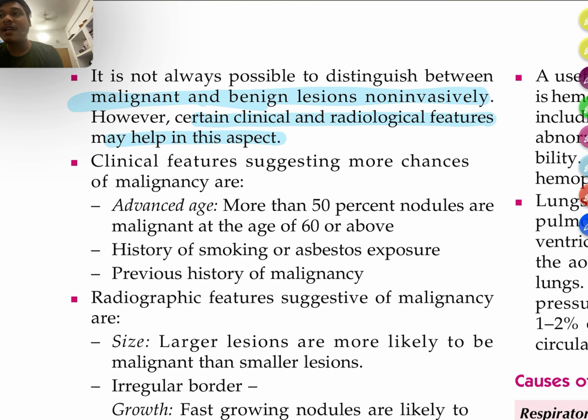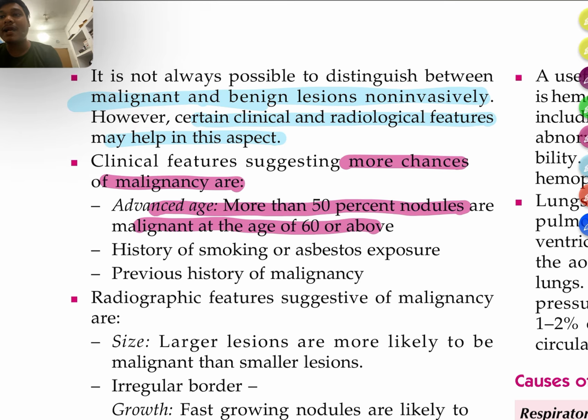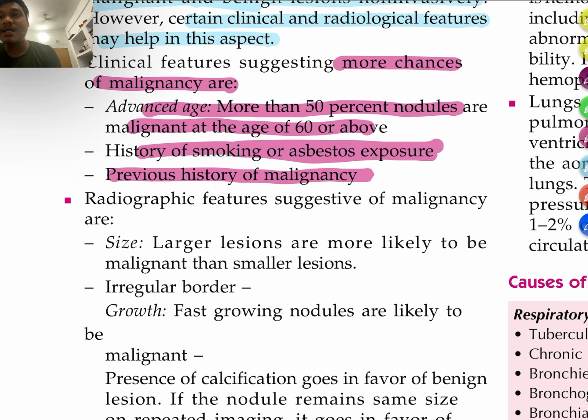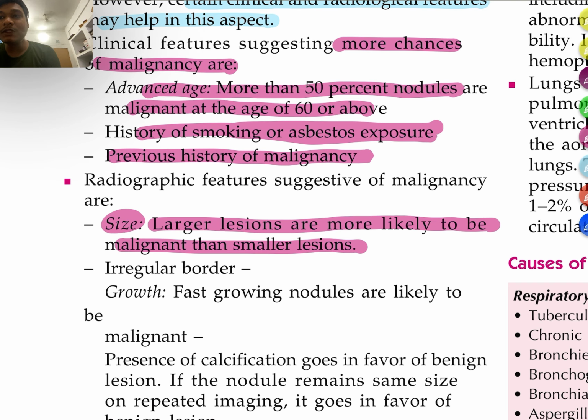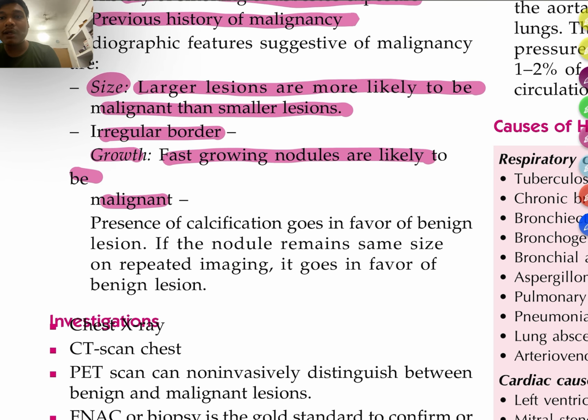What are the clinical features? The chance of malignancy is higher if age is advanced, as more than 50% of nodules are malignant in patients above 60. Also history of smoking or asbestos exposure, and previous history of malignancy. Radiographic features suggestive of malignancy: large lesions are more likely to be malignant, while smaller lesions are less so. Irregular borders and a faster growing nodule are also more likely to be malignant.